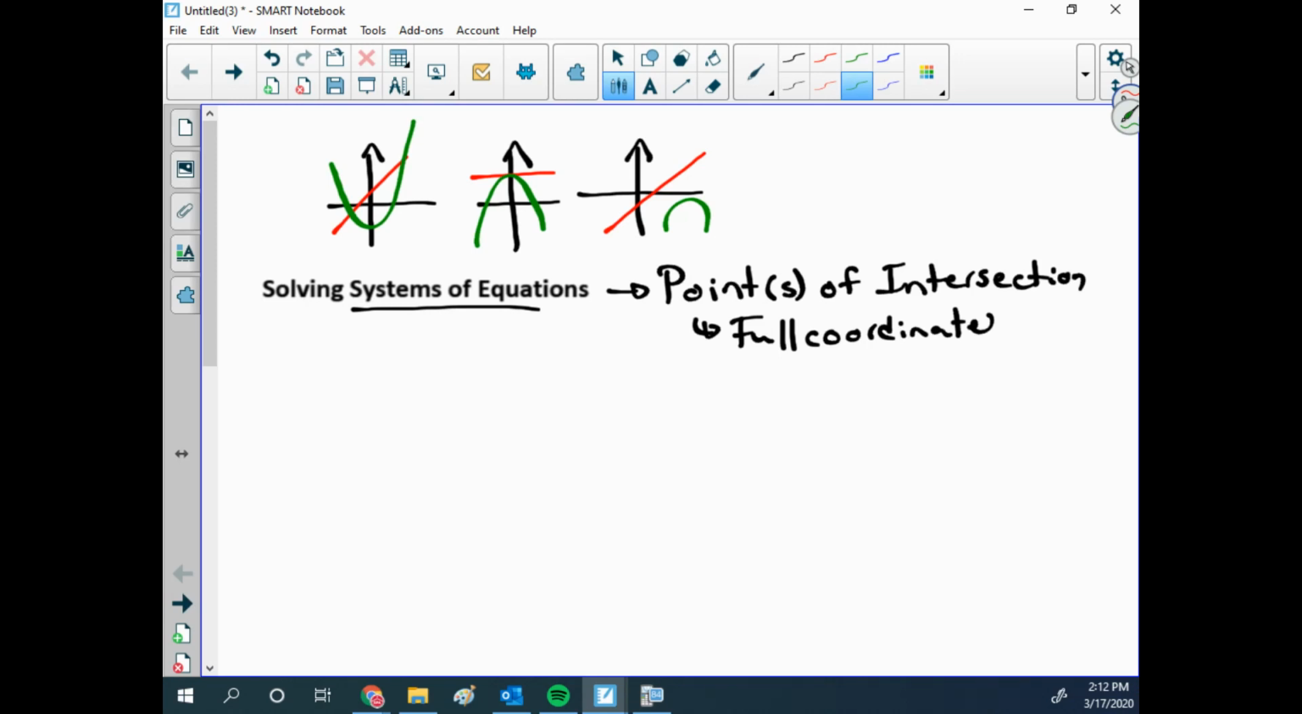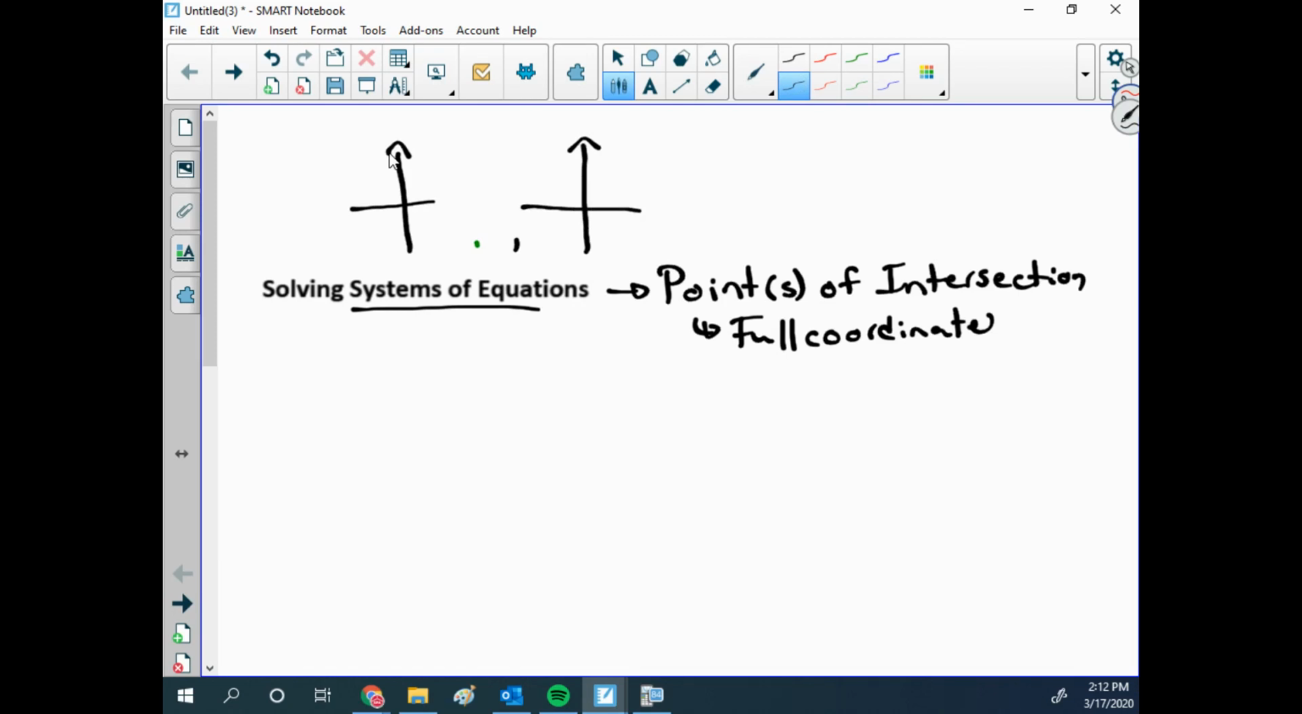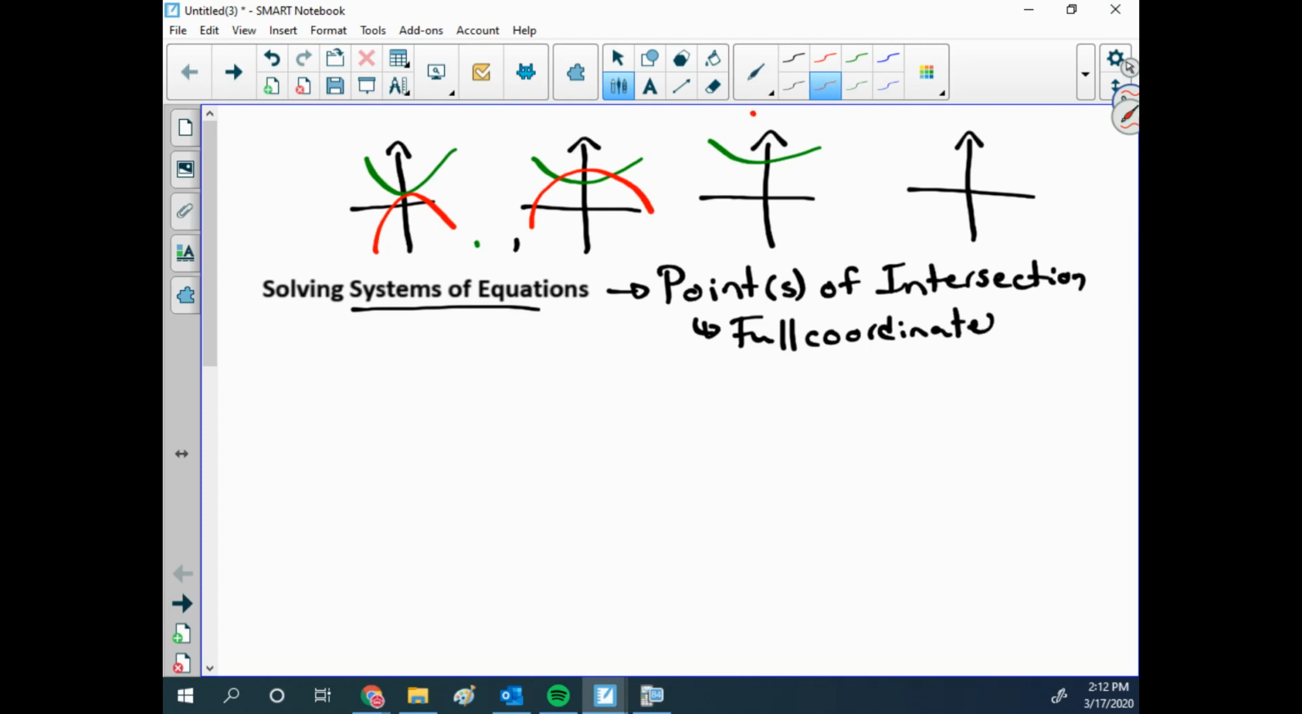And then we have quadratic functions. Quadratic functions could intersect once, twice, not at all, or an infinite amount of times. And we are looking to find out if they intersect, where do they intersect?